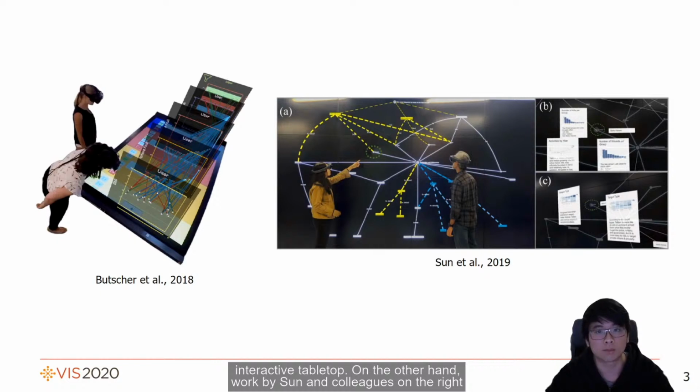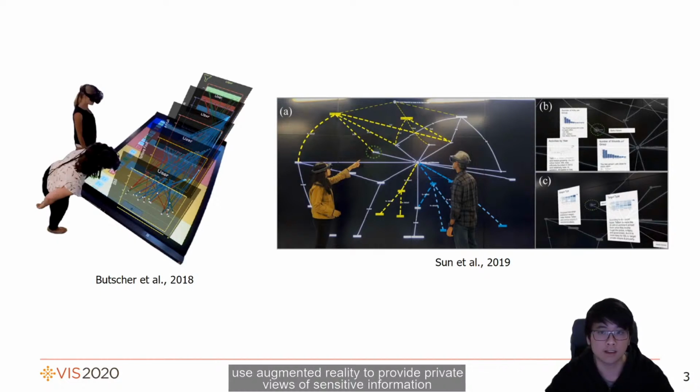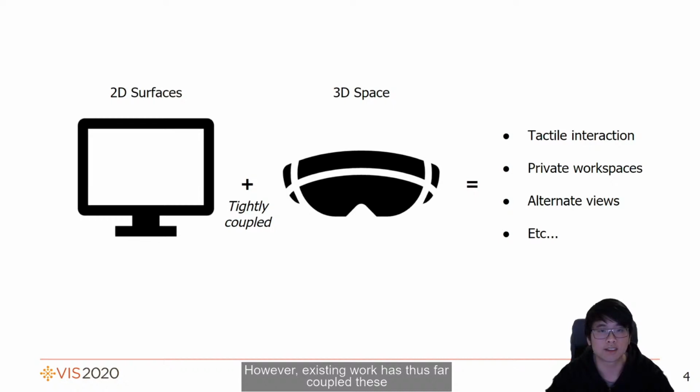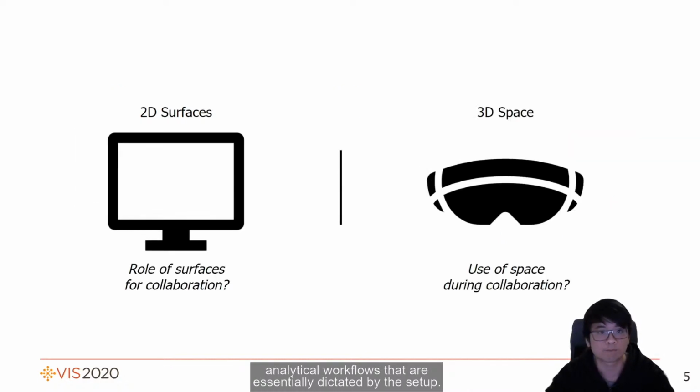On the other hand, work by Sun and colleagues on the right uses augmented reality to provide private views of sensitive information overlaid on top of a shared wall-sized display. However, existing work has thus far coupled these 2D displays and the augmented reality 3D space in specific ways for very niche purposes, such as to facilitate interaction or enable private workspaces. These works are only a subset of many possible configurations of collaborative immersive environments, where they force users into set analytical workflows that are essentially dictated by the setup.